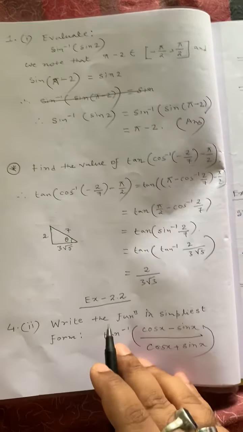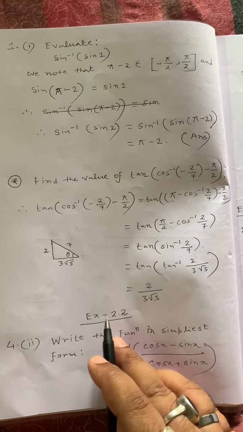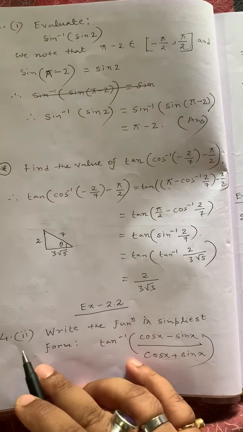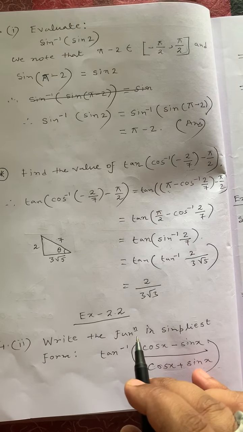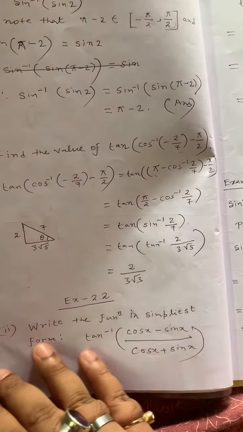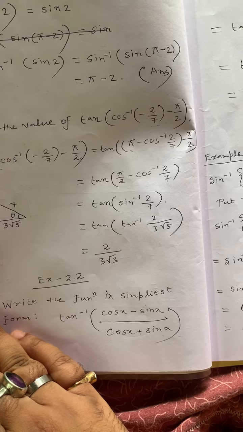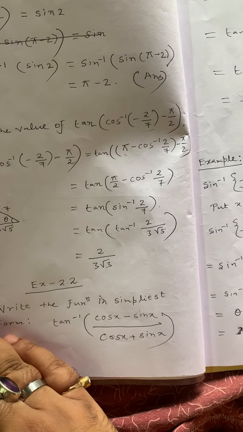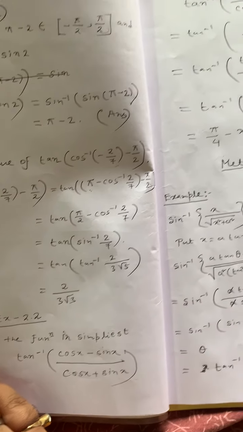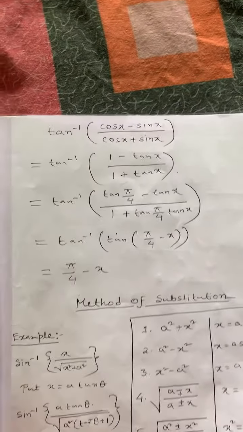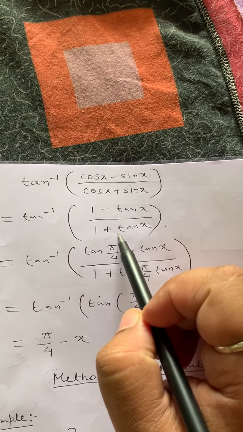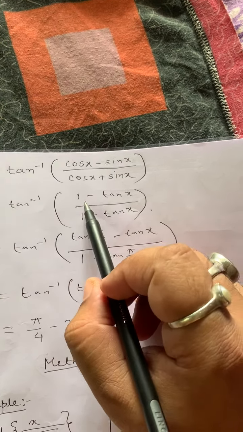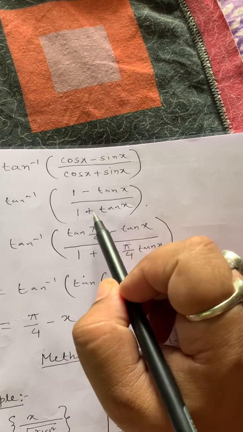Now this is a sum taken from exercise 2.2. This is sum number 4 part 2. You have to write the function in the simplest form. See, here we have tan inverse of cos x minus sin x divided by cos x plus sin x. So see how we will be solving it. We are just dividing the numerator and the denominator by cos x. So here we are getting tan inverse of 1 minus tan x divided by 1 plus tan x.